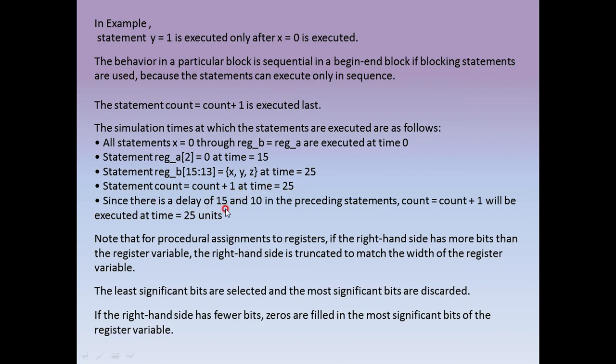Since there is a delay of 15 and 10 in the preceding statements, count plus 1 will be executed at time 25 units. Note that for procedural assignments to registers, if the right hand side has more bits than the register variable, the right hand side is truncated to match the width of the register variable. The least significant bits are selected and the most significant bits are discarded. If the right hand side has fewer bits, zeros are filled in the most significant bits of the register variable.